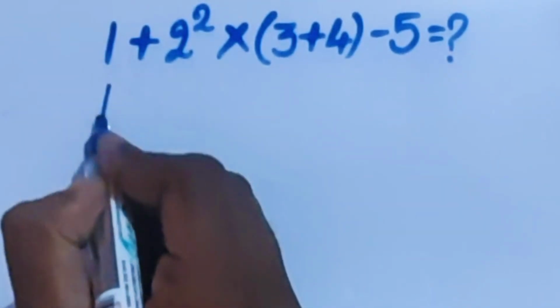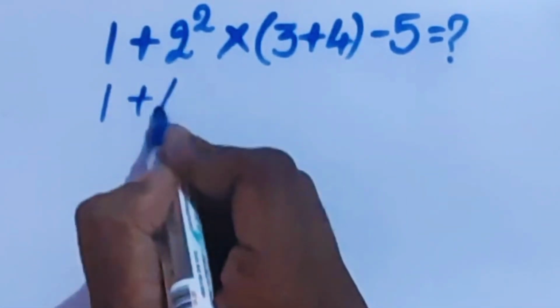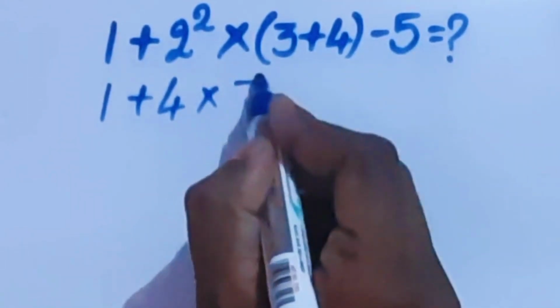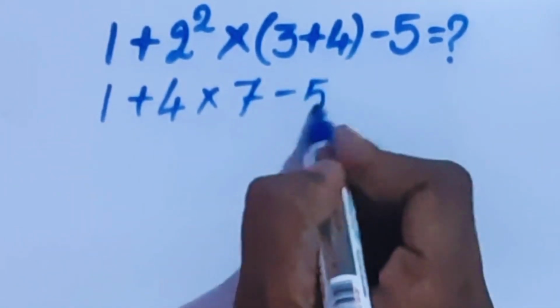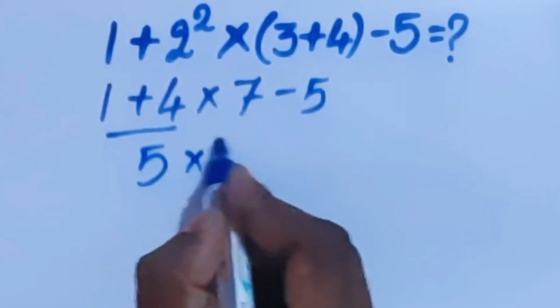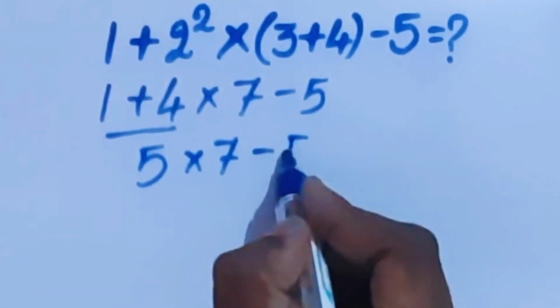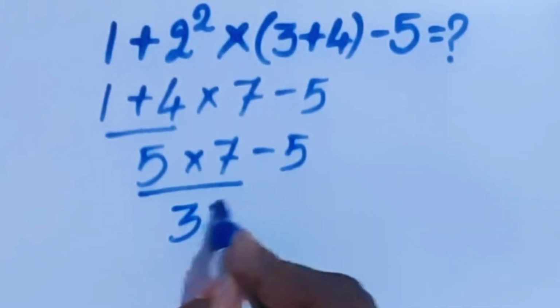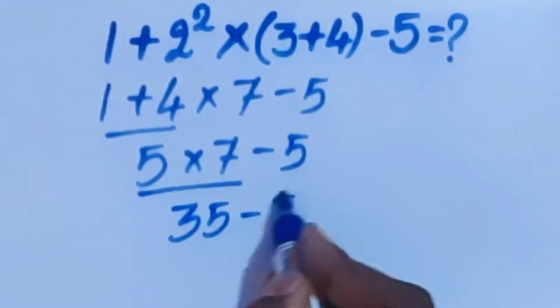Hi guys, here 1 plus 2 power 2 is 4 times. Here 3 plus 4 is 7 minus 5. Here 1 plus 4 is 5 times 7 minus this 5. Here 5 times 7 is 35 minus this 5.